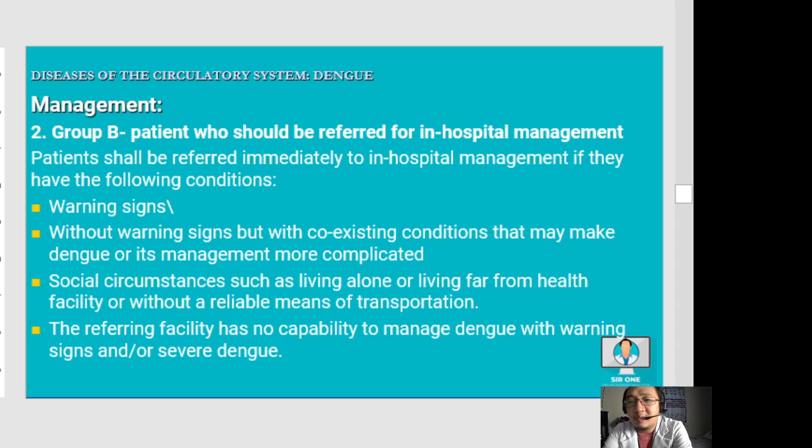And when we say coexisting conditions, this can be, for example, pregnancy, old age, infancy, and comorbidities like diabetes mellitus, hypertension, heart failure, kidney diseases, even obesity. Okay, and other autoimmune diseases. And if you are familiar with sickle cell anemia, that's also a condition for coexisting problems.